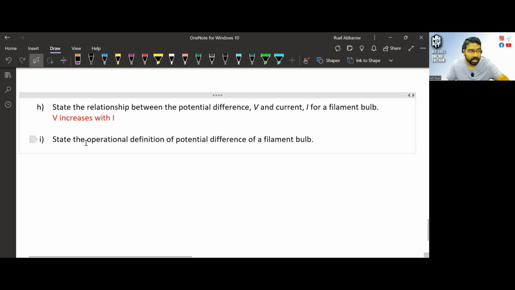Just increases. Not directly proportional. Directly proportional must be a straight line passing through the origin. Just increases. This is also not linear because it's a curve. Okay, last one. State the operational definition for potential difference of a filament bulb.